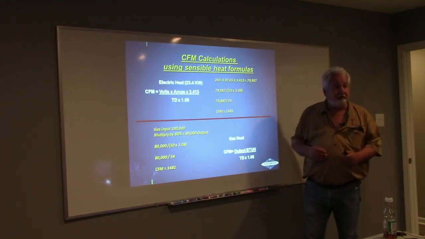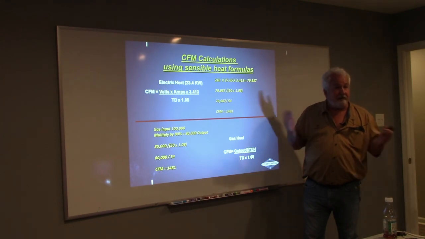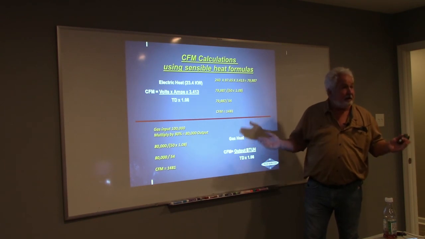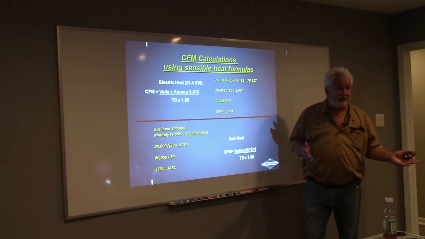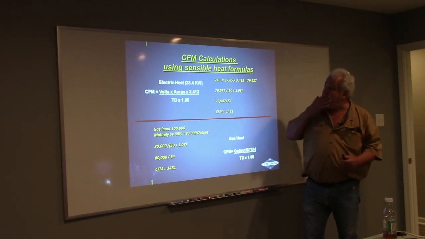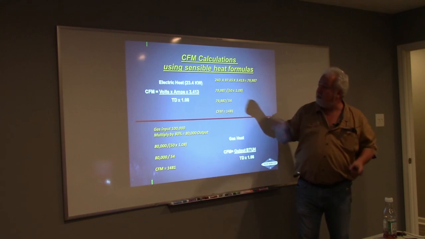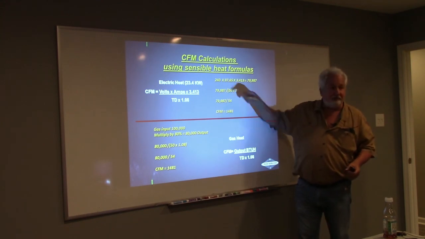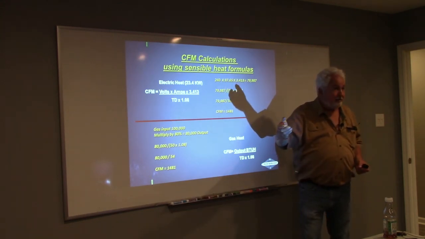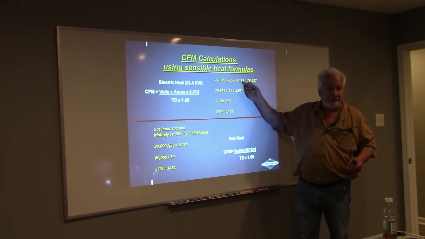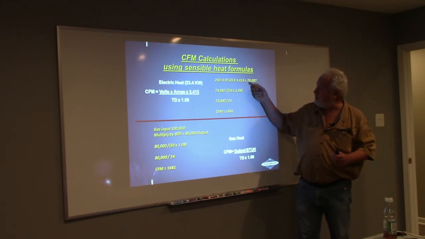CFM using the sensible heat formulas. Now this is a great way for you guys to figure out how much air I'm moving just by turning on the heater. If I know that I have 240 volts that I measured, and I have 97.6 amps that I measured with my amp meter, multiply that by 3.413 because that changes watts to BTUs. I'm going to be putting out 79,000 BTUs.